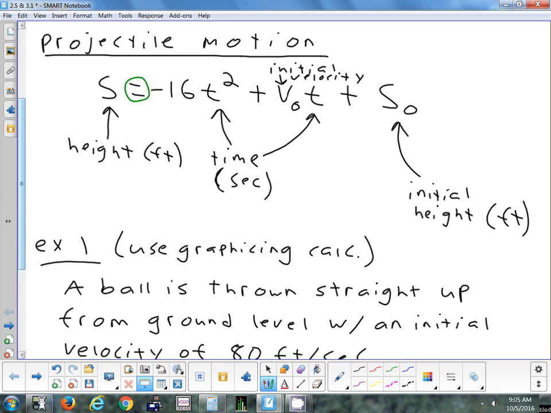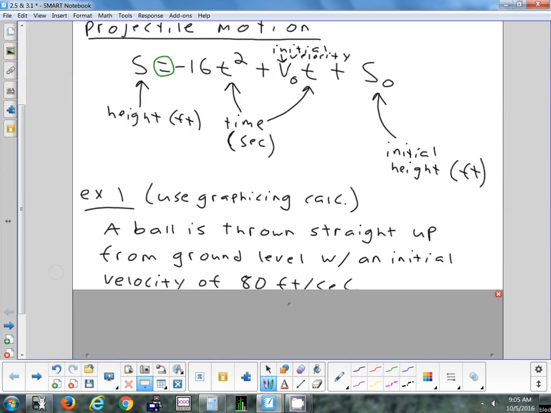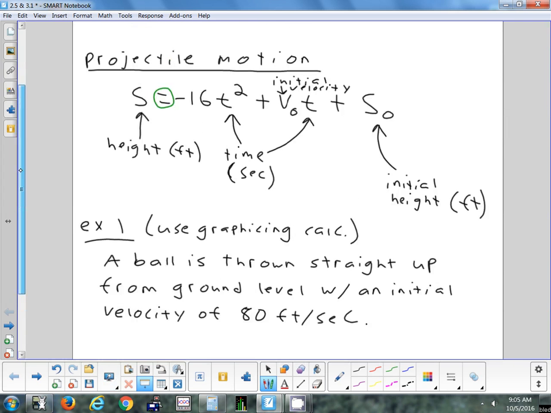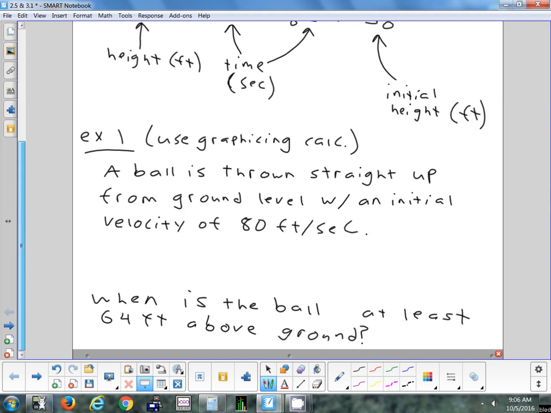All right, so in this problem, we're going to throw a ball straight up from ground level with an initial velocity of 80 feet per second. Does everybody have the projectile motion equation? So I want to know when the ball will be at least 64 feet off the ground. I don't necessarily want to know when it's exactly 64 feet. I want to know when it's 64 feet or higher or greater.